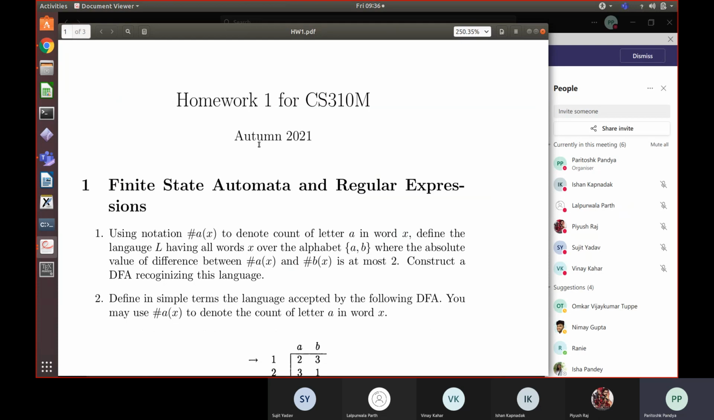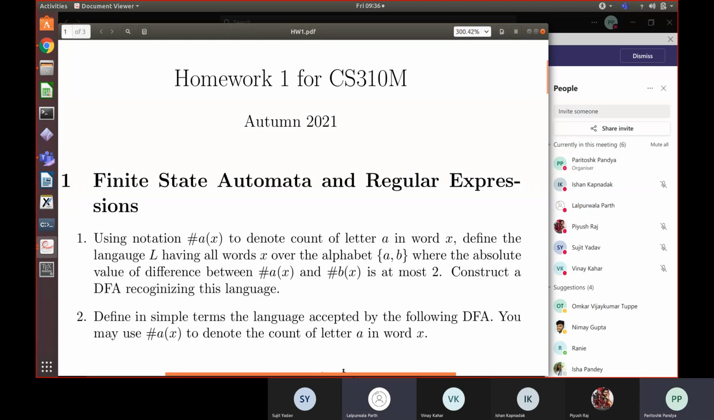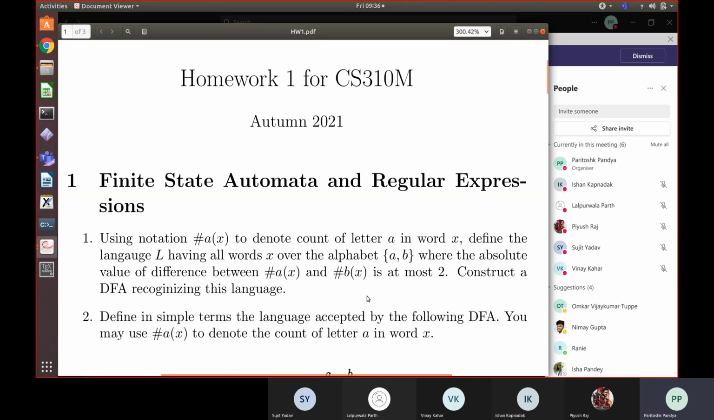So I hope you have all managed to find this file there. Yes, sir. Okay. Yeah.